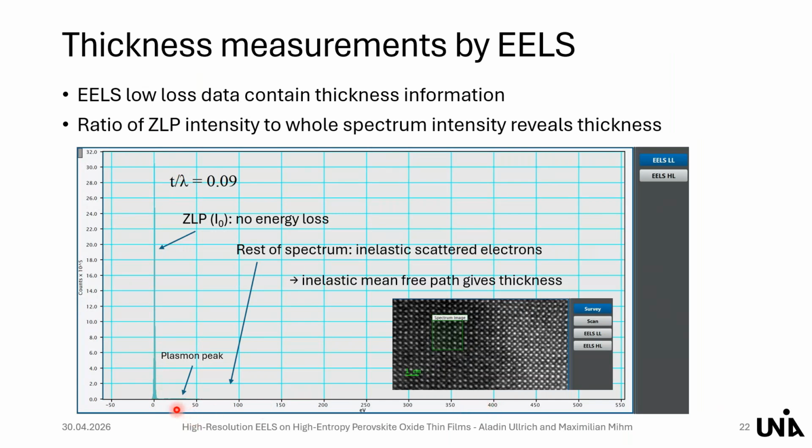And basically, in the rest of the spectrum, you find all inelastically scattered electrons, and in combination with the inelastic mean free path of the sample, this gives you the thickness. What you see here is a real spectrum from this mapped region of our sample. And you see that the plasmon peak, that's always a good indicator of the thickness, is very, very weak here. And the thickness over lambda ratio is, in our case, 0.09.